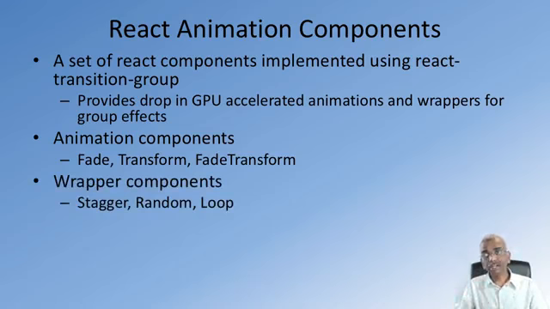Now, similarly, for a list item, for example, you have wrapper components called stagger, random, and loop. If you apply a stagger to a list of items, the items will stagger into the list. So when the list is being laid out on the screen, the items will be laid out in a staggered way on the screen. And that provides a nice animation experience when you're rendering a list of items. The random will randomly add delays when you're rendering items in a list. And that's, again, yet another interesting way of applying animation to your list of items.